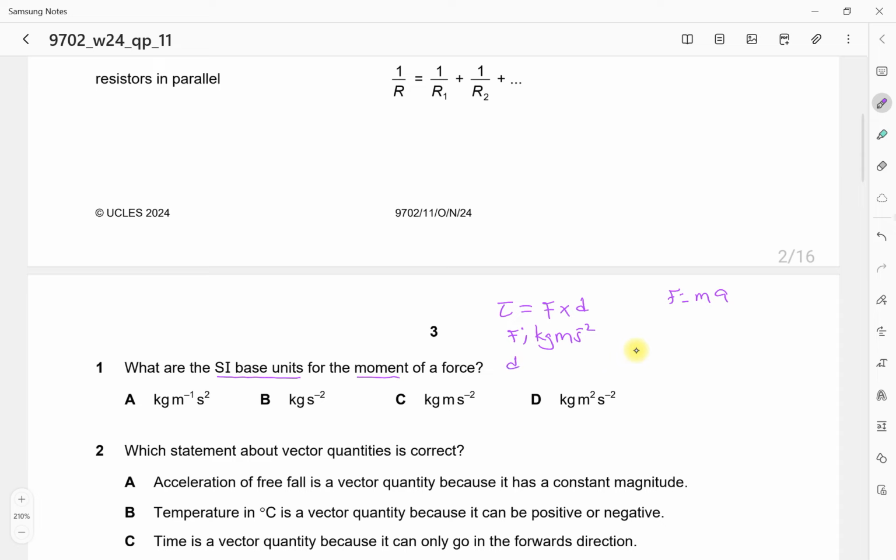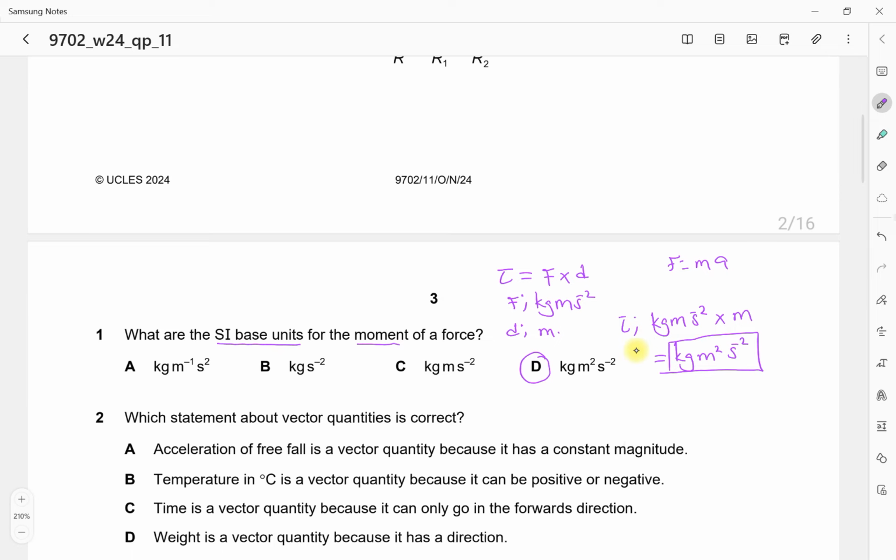And the base units for the distance will be the meters. So the units for the moment or the torque is going to be the kilogram meters per second squared multiplied by meters, which then simplifies to kilogram meters squared per second squared. So this is going to be our answer to this question, and this makes D to be the answer.